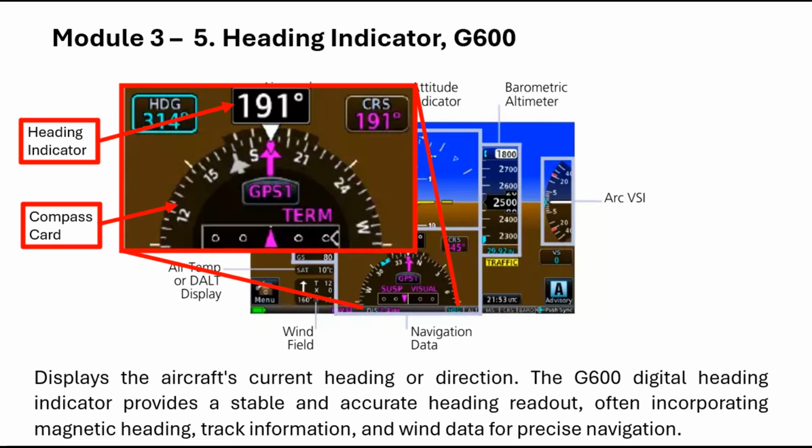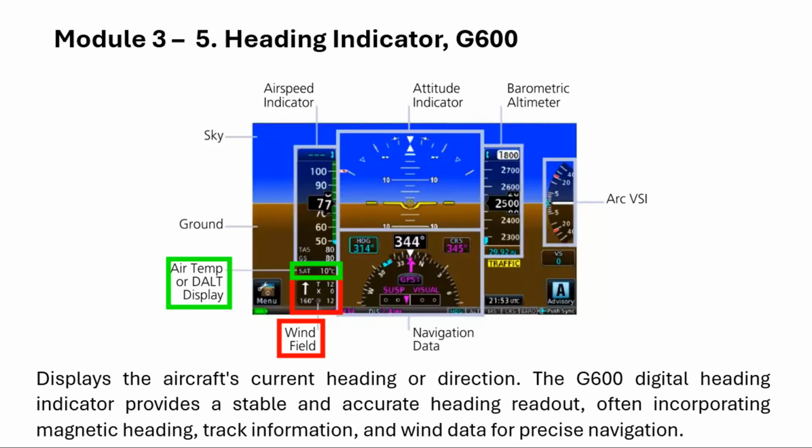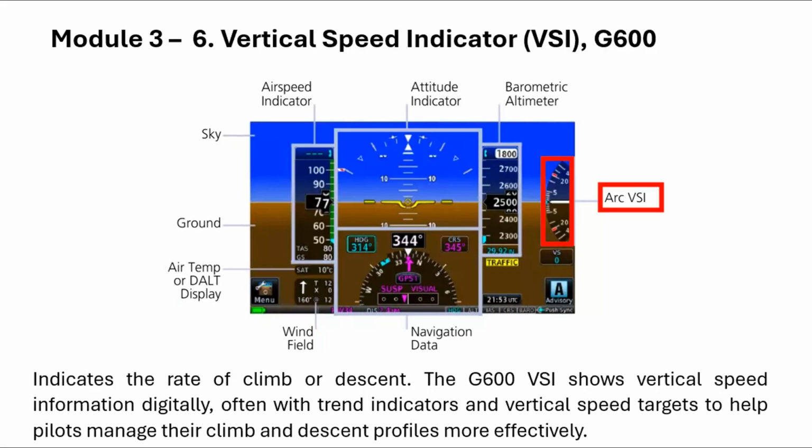5. Heading indicator. G600 displays the aircraft's current heading or direction. The G600 digital heading indicator provides a stable and accurate heading readout, often incorporating magnetic heading, track information, and wind data for precise navigation.